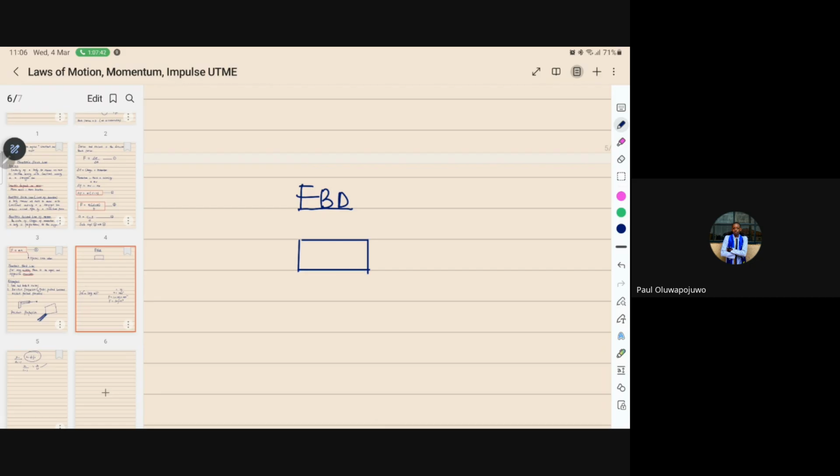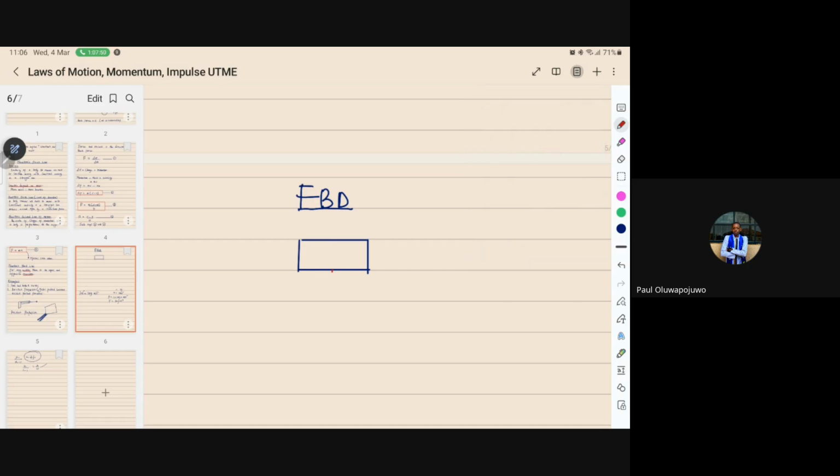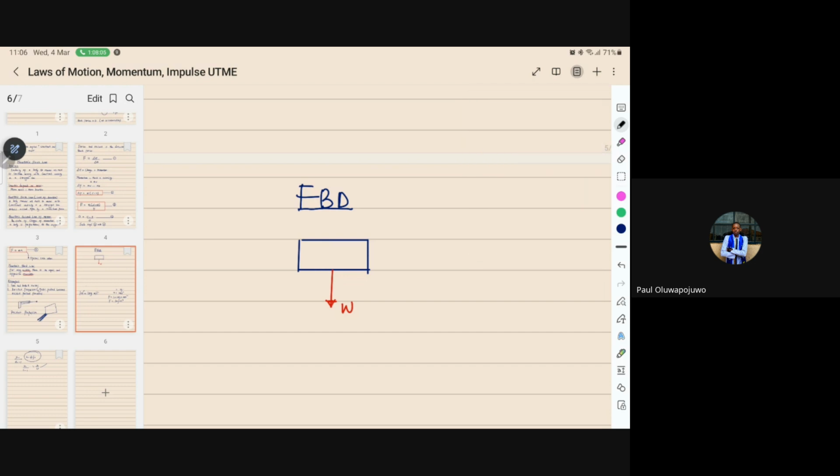What are the forces acting on it? Now, the weight of the object, which you call W, will be acting downwards. So this is your W. Now, that force, which is the reaction force, also known as the normal reaction, we call it normal reaction, will be acting upwards in response to that very force. So you have your normal reaction, which represent as R, acting upwards.